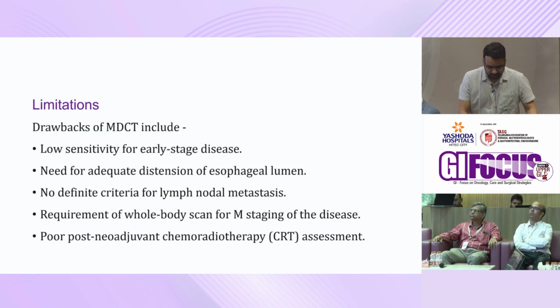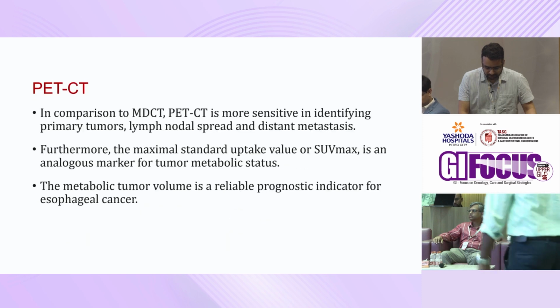So what are the limitations? Low sensitivity for early stage disease, need for adequate distension of the esophageal lumen, no definite criteria for lymph node metastasis, requirement of whole body scan for M staging, and poor post-neoadjuvant chemotherapy assessment.